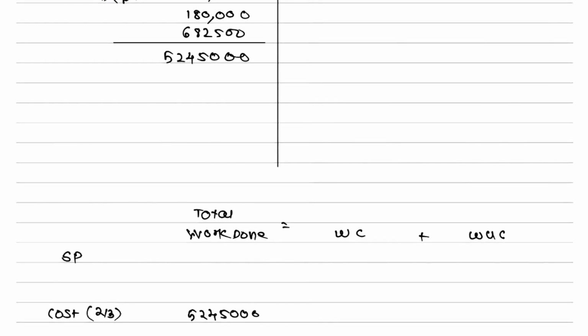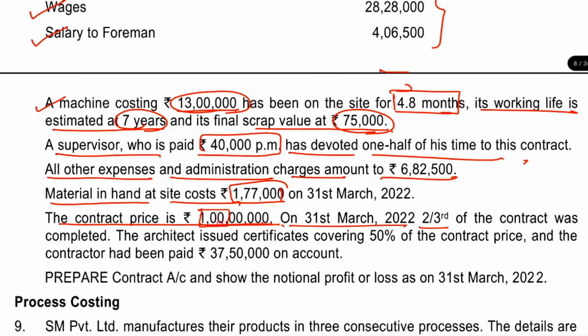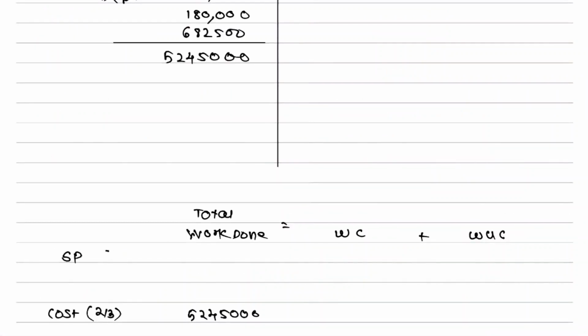52,45,000. अच्छा sir, अगर ये पूरा काम certify होता है, कितना पैसा I will get? तो my entire work is of 100 lakhs. 2/3 work I have done. So if architect is certifying everything, तो I will get कितना? 100 lakhs का 2/3. ये पूरा है तो उसका 2/3 कितना मिलेगा?